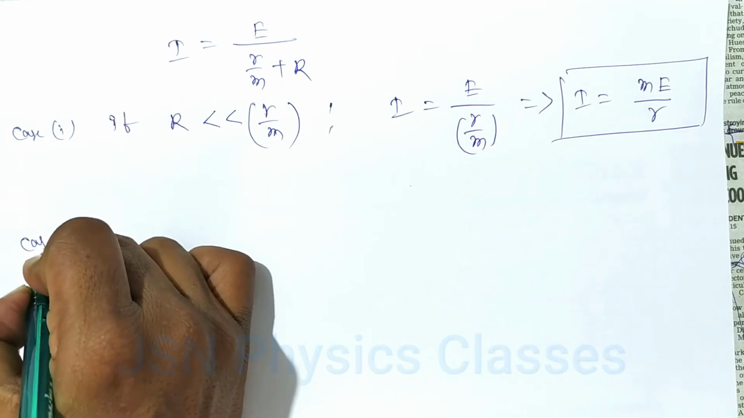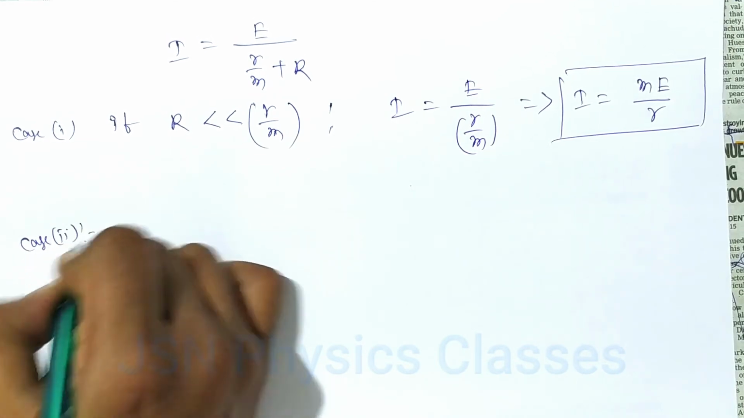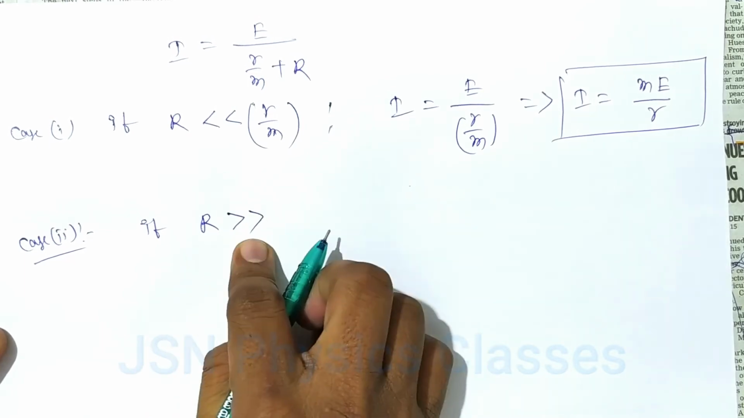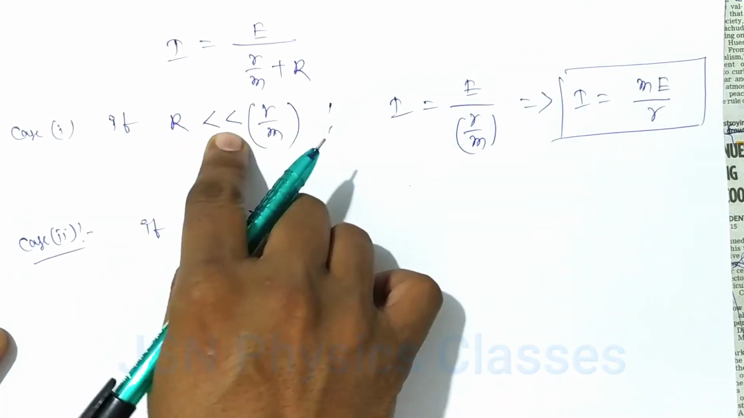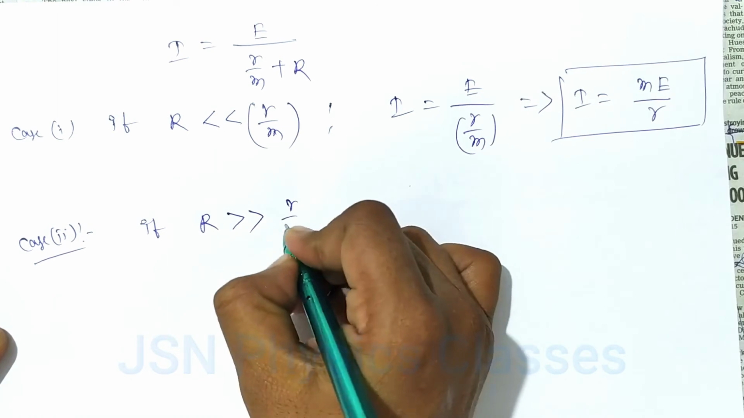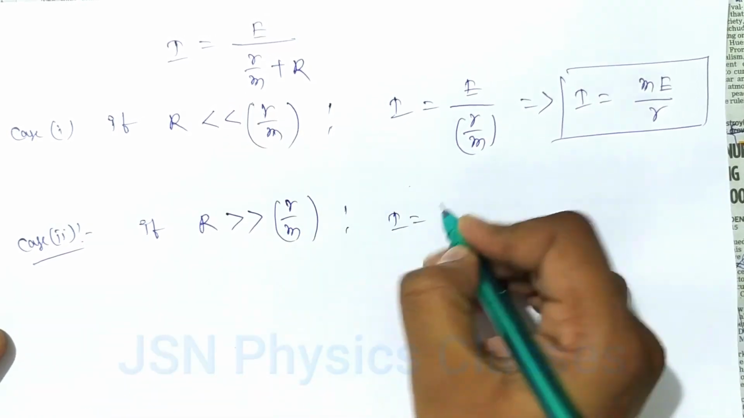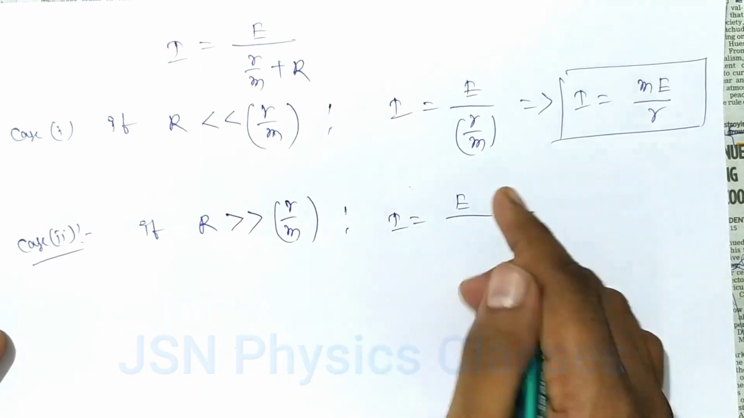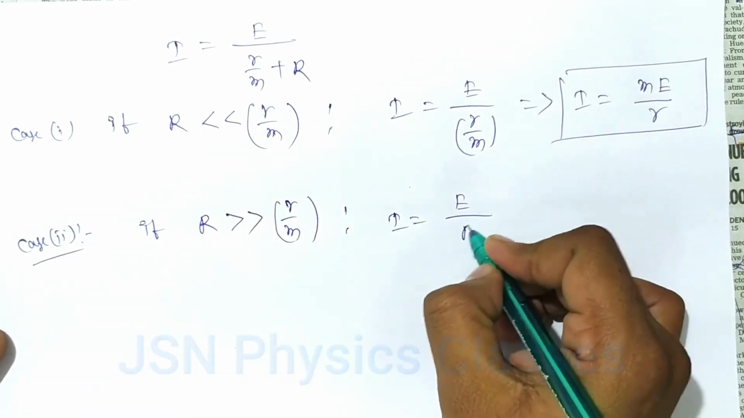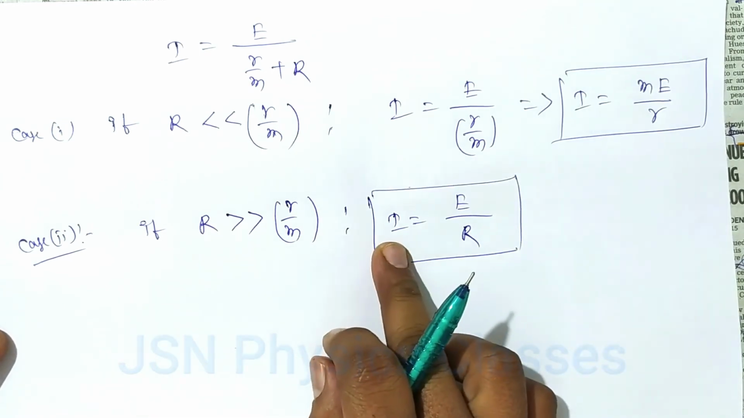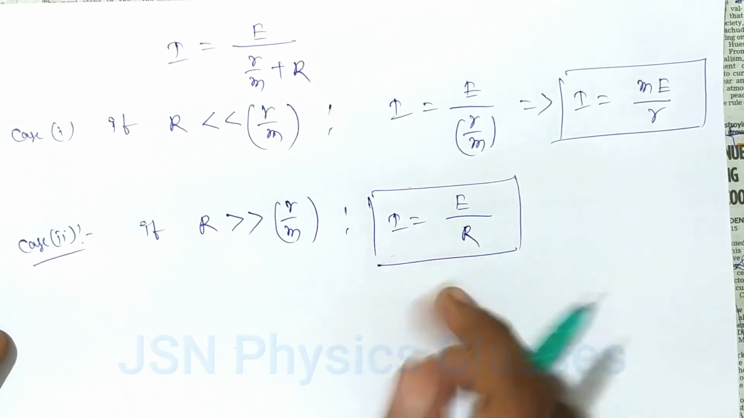So in case 2, if the R value is very much greater than R by m, whereas in the previous case it was very much less than, now you can neglect this one. So here I is equal to E by R, simply E by R. Now the current passing through the circuit is I equal to E by R.